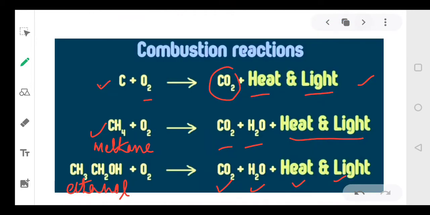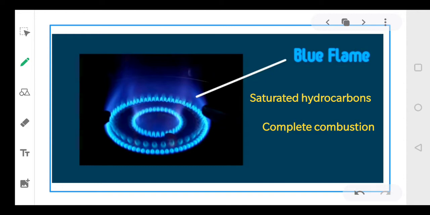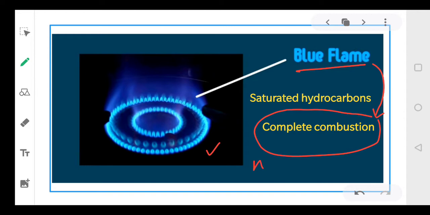Let's understand this. You must have seen, when you light a gas stove, this kind of flame comes. When there is a blue flame, it means there is complete combustion. If any compound produces a blue flame, that means complete combustion is occurring. If there is complete combustion, no soot is produced, no smoke will be produced.